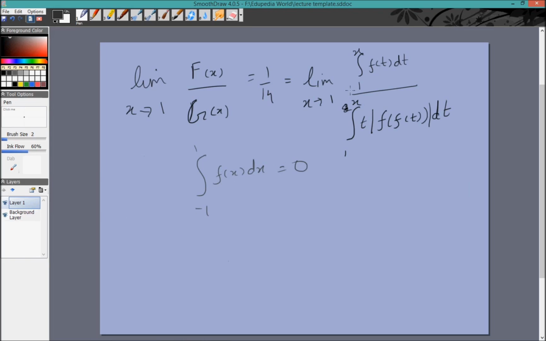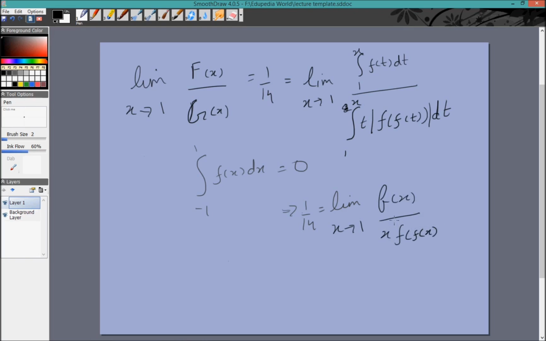So it was originally minus 1 to x. I could write it as minus 1 to 1 plus 1 to x, right? And in that case minus 1 to 1 will become 0, right? And in the second case we can do the same thing, because this mod is always positive, so it converts an odd function to an even function. You multiply it by t, it again becomes an odd function, right? So after this we can use L'Hopital's rule and just differentiate both of them. So all we'll get is whatever is inside the integral. So that means we'll get that 1 by 14 is equal to the limit x goes to 1 of f of x by x times f of x, right?